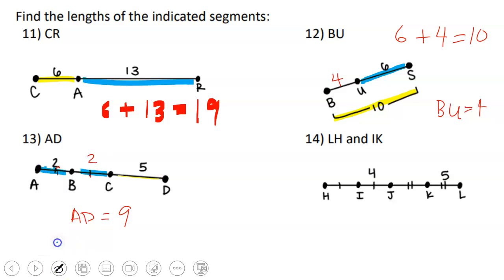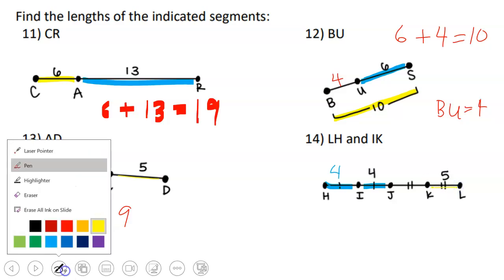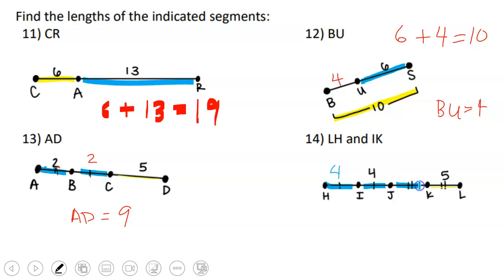And then on 14, the single tick mark means that HI is the same length as IJ. So that means that HI would have to be 4, just like IJ is. And then the double tick mark means that KL and JK are the same length. So JK and KL are the same length, which means that this has to be 5. That's a little hard to see.